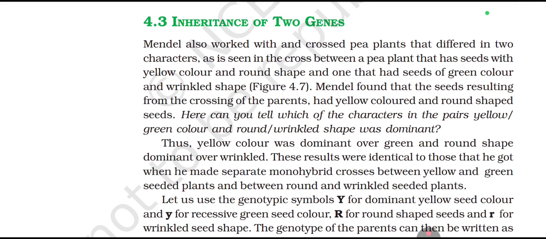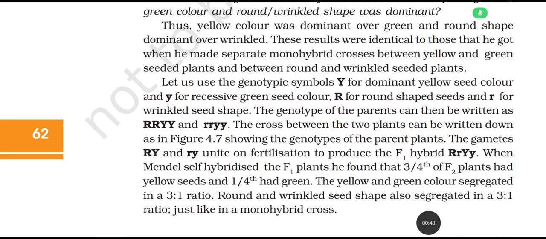Mendel found that the seeds resulting from the crossing of the parents had yellow colored and round shaped seeds. Here you can tell which of the characters in the pairs, yellow/green color and round/wrinkled shape, was dominant. Thus, yellow color was dominant over green and round shape dominant over wrinkled. These results were identical to those that he got when he made separate monohybrid crosses between yellow and green seeded plants and between round and wrinkled seeded plants.